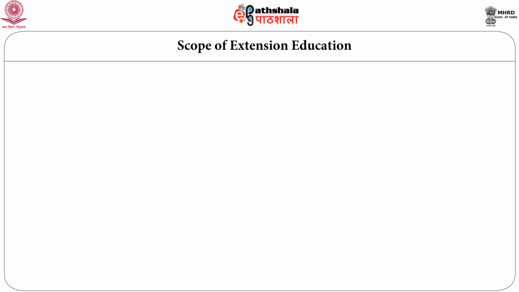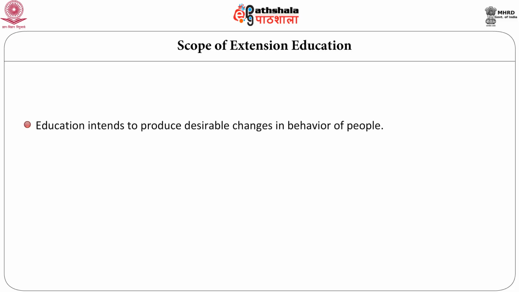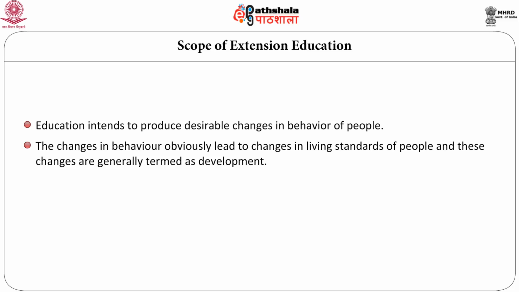After understanding the levels and linkages of extension education, now let us move on to the next issue, that is the scope of extension education. Education intends to produce desirable changes in the behavior of the people. The changes in behavior obviously lead to change in the living standards of the people, and these living standards are going to change the socio-economic status of the people. An individual demands it and the nation needs it.